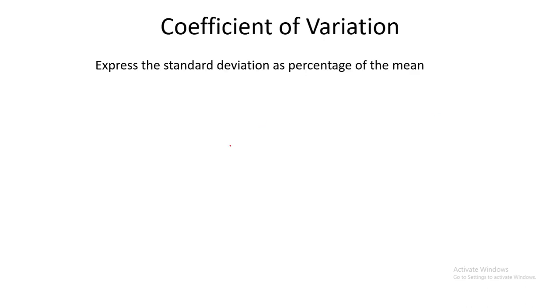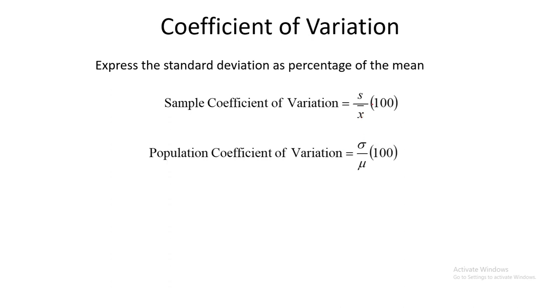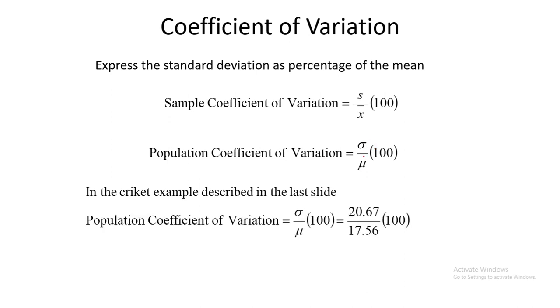So the last thing is the coefficient of variation. What is the coefficient of variation? It is when you take your standard deviation and compare it with your mean. If you divide your standard deviation by your mean, it gives you the coefficient of variation. Why do we multiply by 100? Because usually we write it as a percentage. In the last slide, 20 was your standard deviation and 17 was your mean. If you multiply this ratio by 100, it gives you 118. This is called the coefficient of variation.